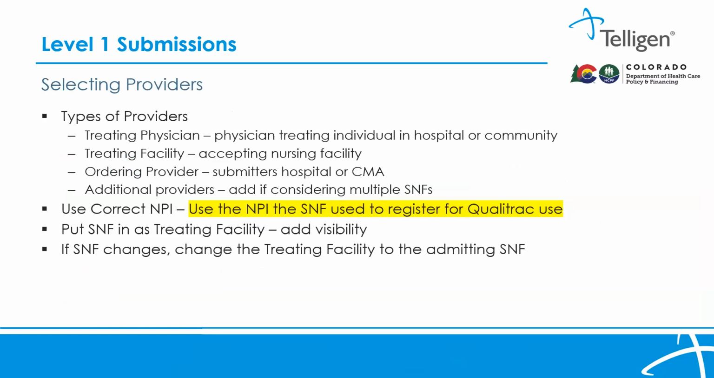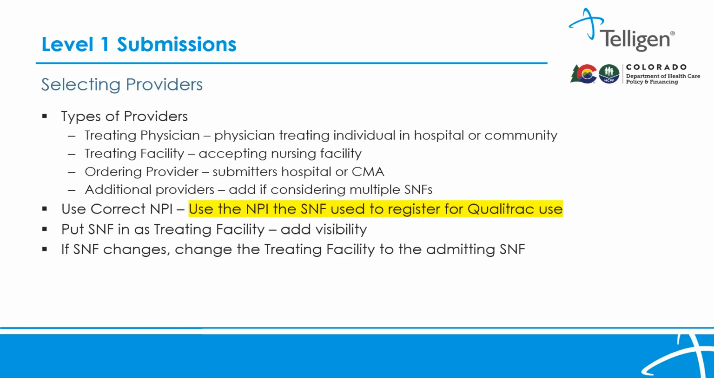All right, so as you're setting up your case in Qualitrac, you will come to the point where you're going to have to select different providers. As you can see here, there's a bunch of different types of providers. We have the treating physician, the physician treating the individual in the hospital or the community. We have the treating facility. This is going to be the ultimate accepting facility, the nursing facility that the person is going to discharge to. We have the ordering provider. That's going to be your hospital or your CMA agency. And we have additional providers. So if you're considering multiple SNFs, you'd add them there.